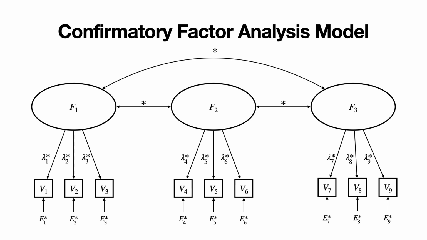The 3 squares for V4, V5, and V6 have one-way arrows coming into them from latent construct F2. And then finally, the squares for manifest variables V7, V8, and V9 have one-way arrows coming into them from latent construct F3. In addition, each of the manifest variables has a one-way arrow coming into it from its own error term. Those error terms are labeled E1 through E9. And you'll recall that we identify parameters to be estimated in the model using asterisks.